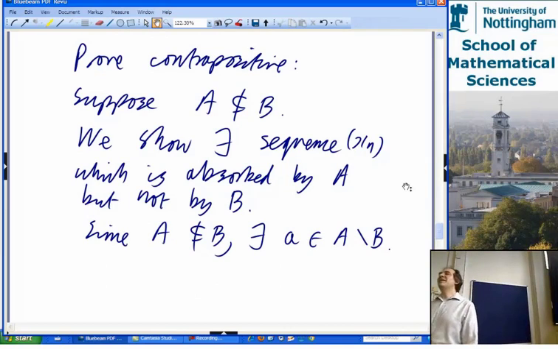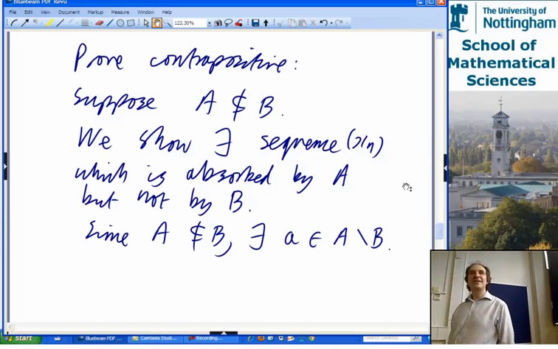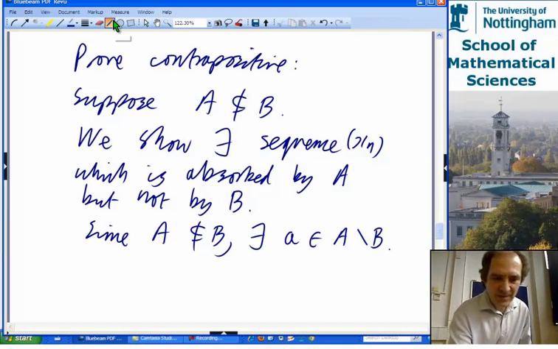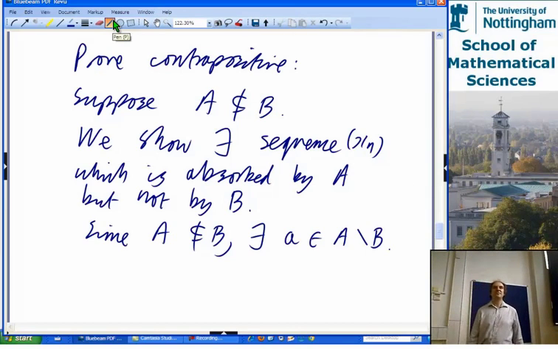And now once you've got this point a, what would be a good sequence that is absorbed by the set A but is not absorbed by the set B? Any suggestions? We've got a point that's in A and it's not in B. And we're pretty abstract at the moment, so there's not much choice for interesting sequences to take. Any suggestions? No one brave? I'm sure some of you got the idea here, but just don't want to tell me.